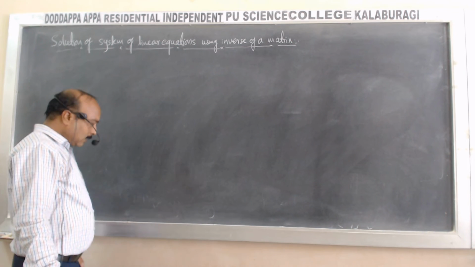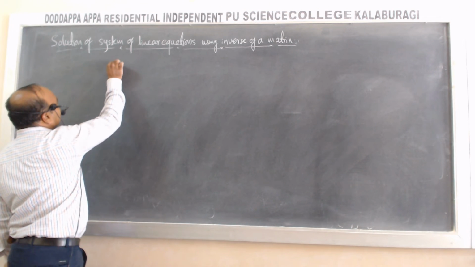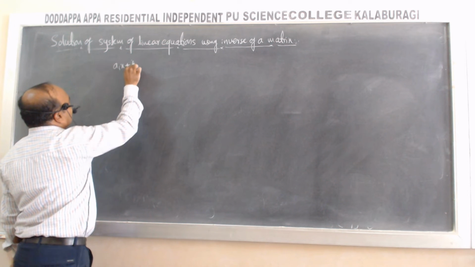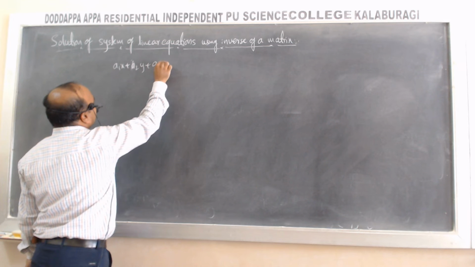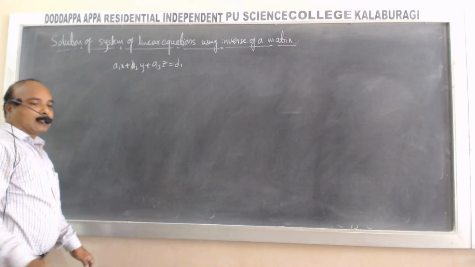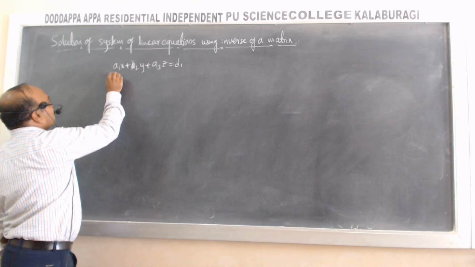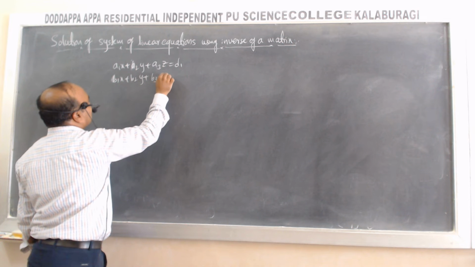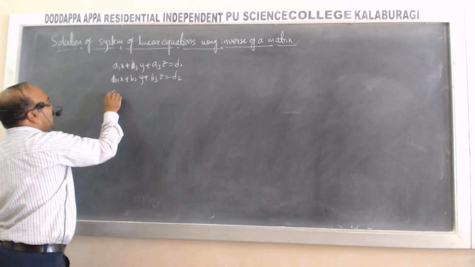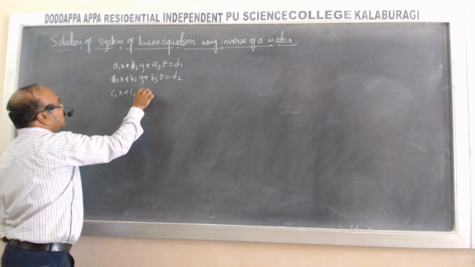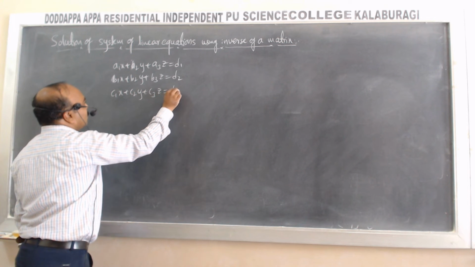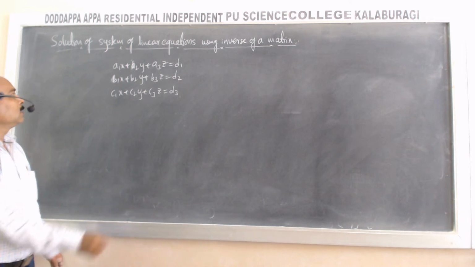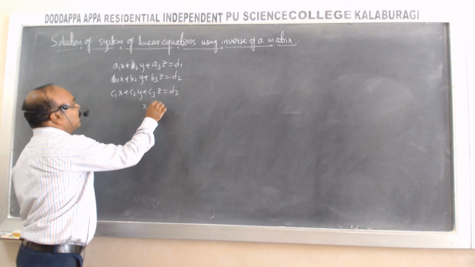For that, we consider the linear system of equations: a1x plus a2y plus a3z equal to d1. The second equation is b1x plus b2y plus b3z equal to d2. The third equation is c1x plus c2y plus c3z equal to d3. These are called a linear system of equations in three variables. Here the variables are x, y and z.